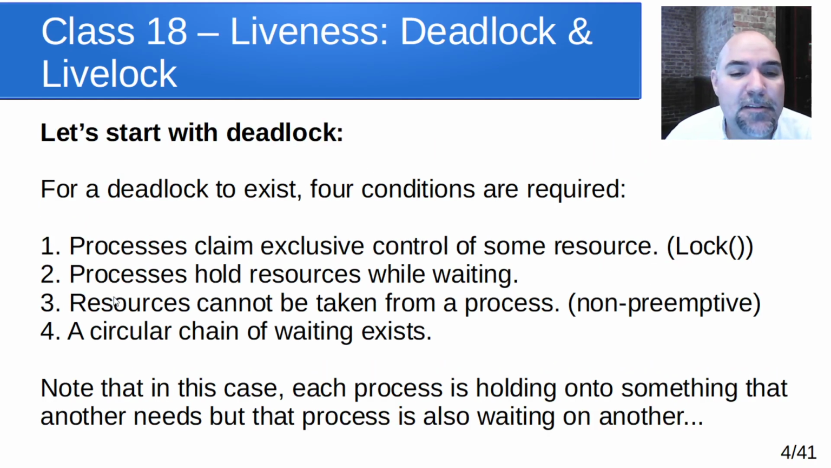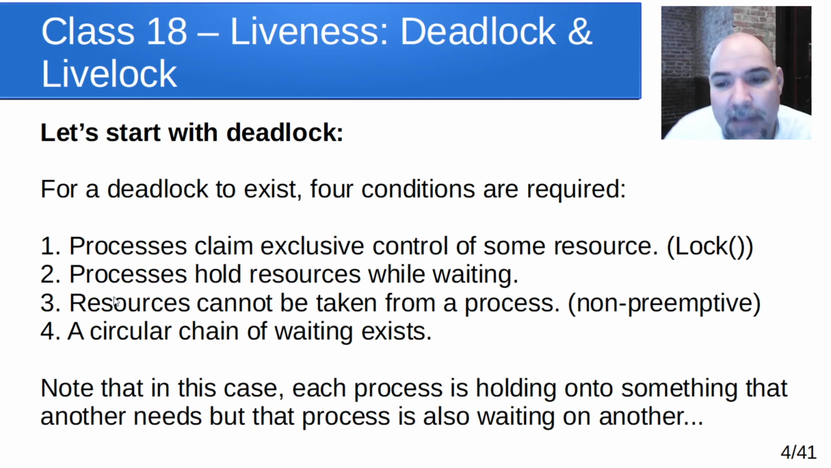For deadlock to exist, there are 4 conditions that are required. And those 4 conditions all have to be met. Notice it says required there. All 4 conditions have to be met in order to get in a deadlock state. So number 1, processes claim exclusive control of some resource. For example, a lock. Only one process at a time can acquire the lock, and then they have to release it before another one can get that.